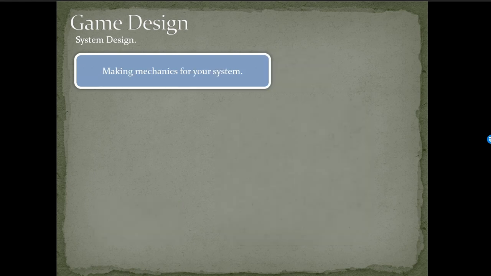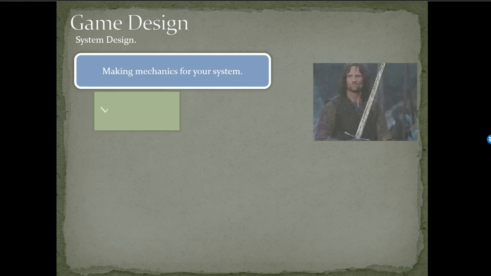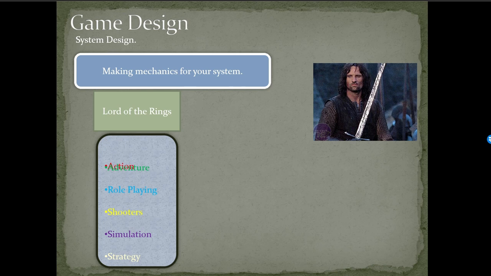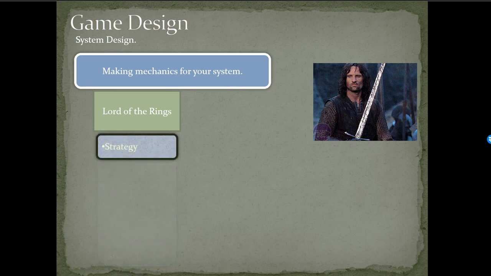Making mechanics for your system. So once you've picked your genre and now you sort of know what the basic systems are, now you have to make mechanics within a system, make that system work. So we're going to use Lord of the Rings as an example again. With Lord of the Rings, we are going to go with the strategy game. So we're making a strategy Lord of the Rings game.